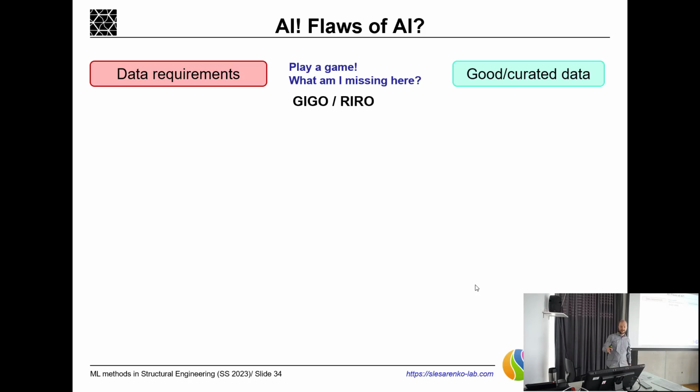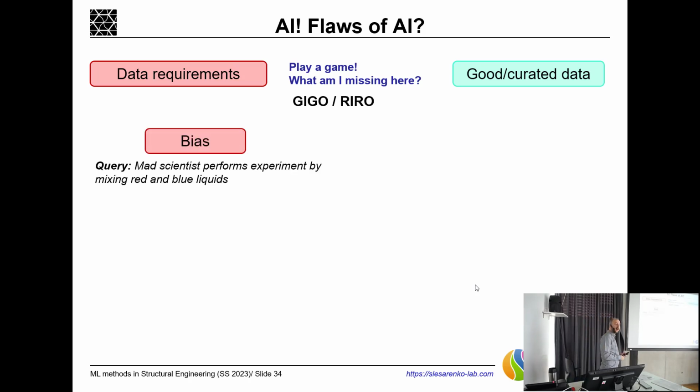So good and curated data is important because, again, do you know what it stands for? Exactly. Garbage in, garbage out, or rubbish in, rubbish out, if you're in the UK. So it's super important to have good and curated data.